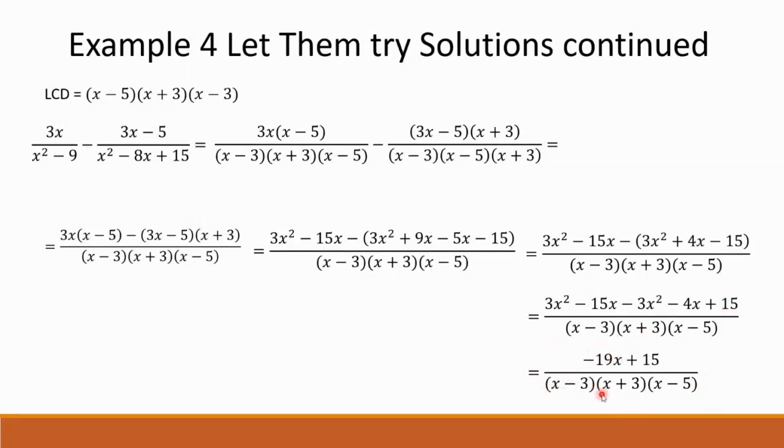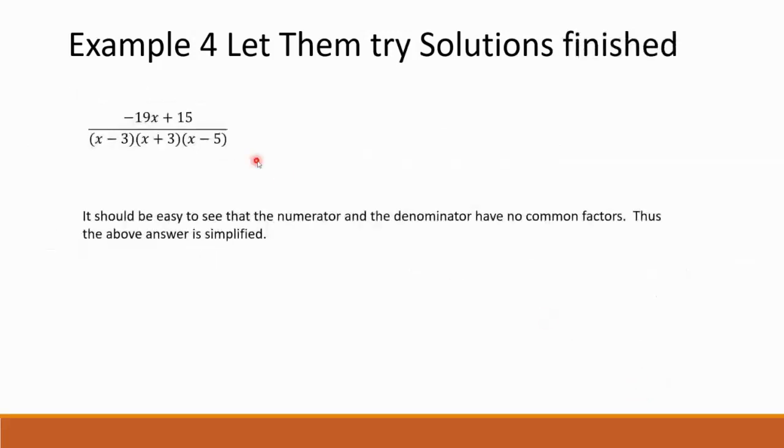Notice that this is simplified. Hopefully it's easy to see that the numerator is irreducible. You can't factor it anymore. And since the denominator is factored, we can easily see that the numerator and denominator have no common factors other than 1 or negative 1. So it's simplified. Are there any questions on this?